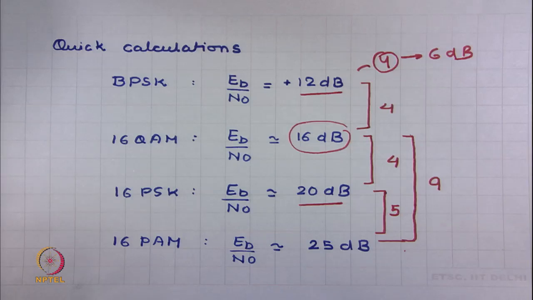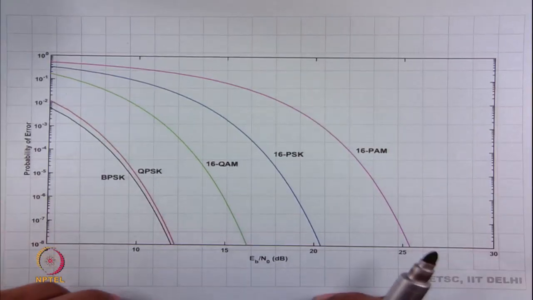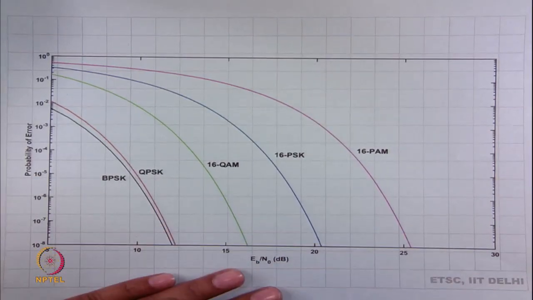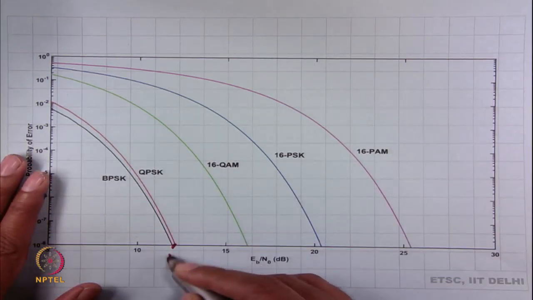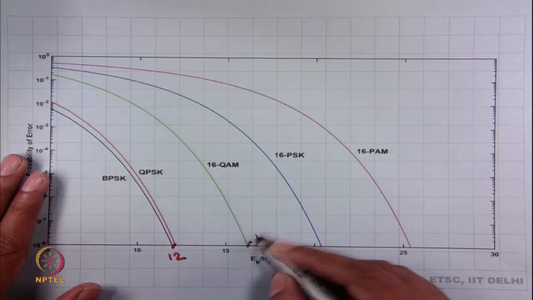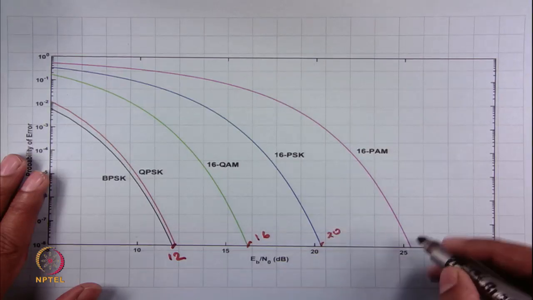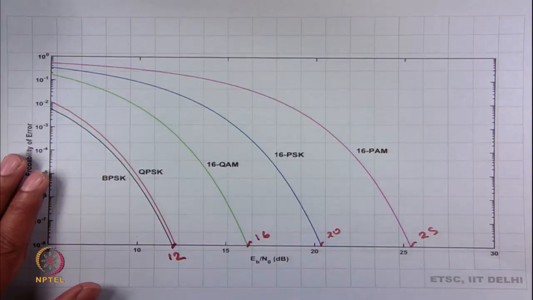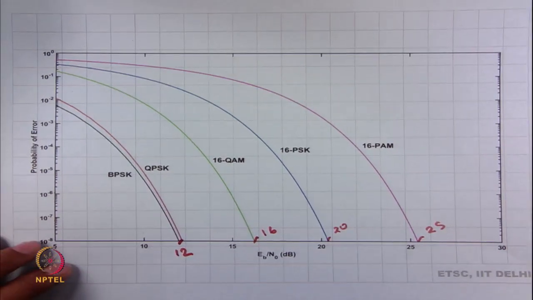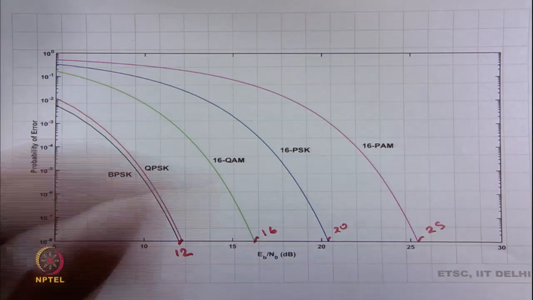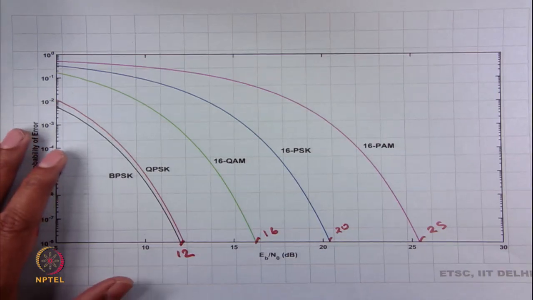And if you look at these probability of error graphs versus Eb/N0, you get almost the same numbers. So, QPSK and BPSK are around 12 dB, 16-QAM is 16 dB, 16-PSK a little bit higher than 20 dB, and 16-PAM a little bit higher than 25 dB. But what Eb/N0 it will require for a probability of error of 10 to the power minus 8 can be easily calculated by this ratio of power efficiencies, okay? And this is what we are stressing on.